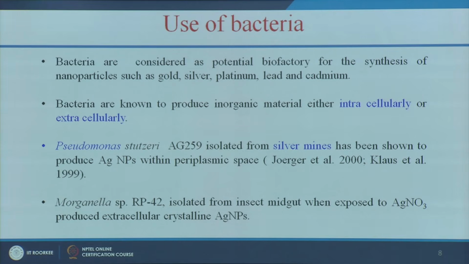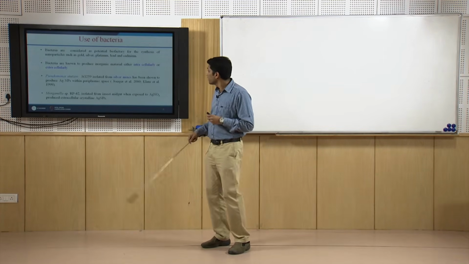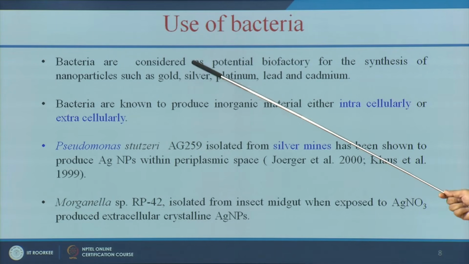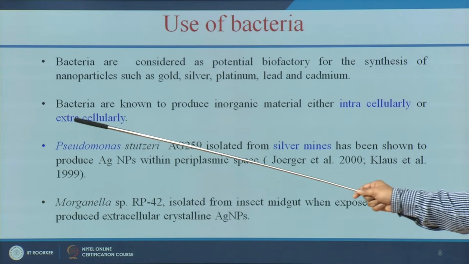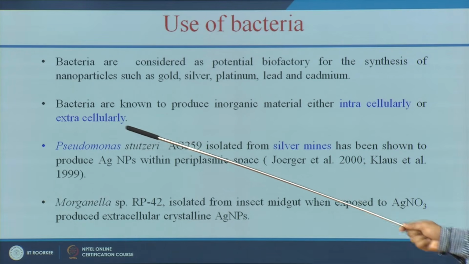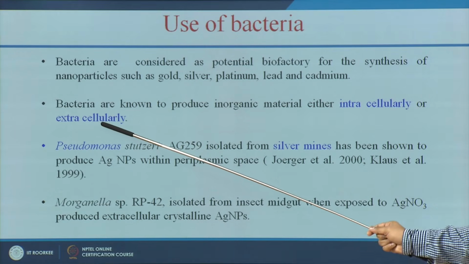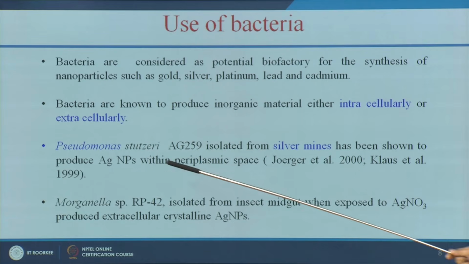So let us see some examples of how we can synthesize these nanoparticles using bacteria. Bacteria are considered potential biofactories for the synthesis of nanoparticles such as gold, silver and other metal nanoparticles. These bacteria can produce the nanoparticles either intracellularly or extracellularly. What is intracellular? Intracellular means inside the cell. What is extracellular? It can synthesize nanoparticles outside the cell. Okay, so let us see some examples.